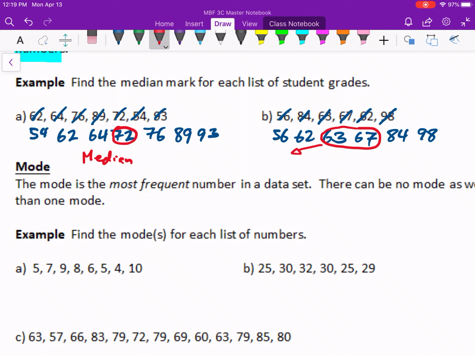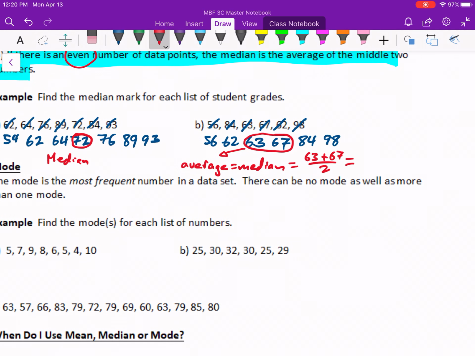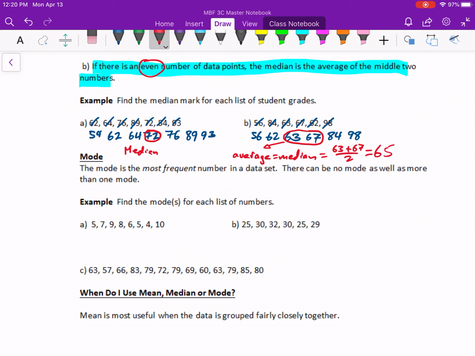The average of these 2 equals the median. So what we'll do is we'll go 63 plus 67 divided by 2, and it's such an easy one that it's just going to be 65. We don't even need a calculator for that. So the median in this case is 65. Even though that's not actually a number in the data set, that's what the median would be, the average of the 2 middle numbers. So it's always 2 numbers we're taking the average of if we're doing the median of an even number of data points.